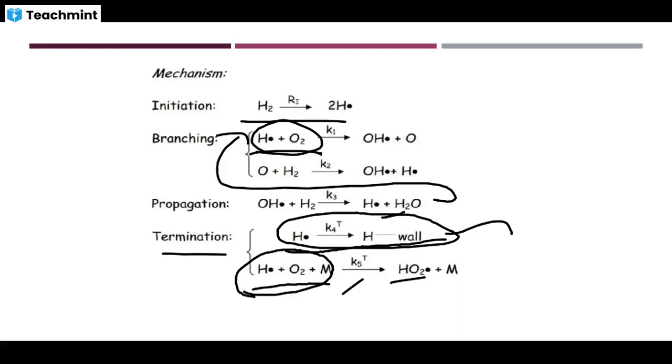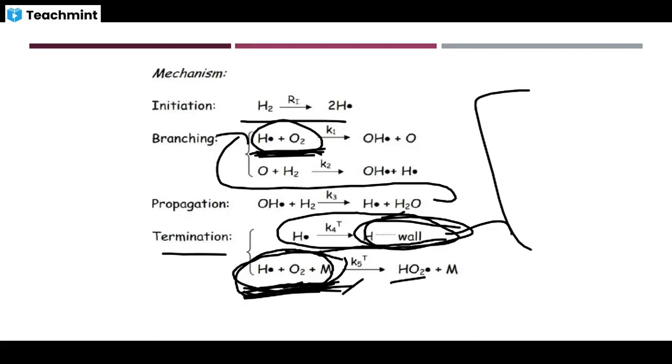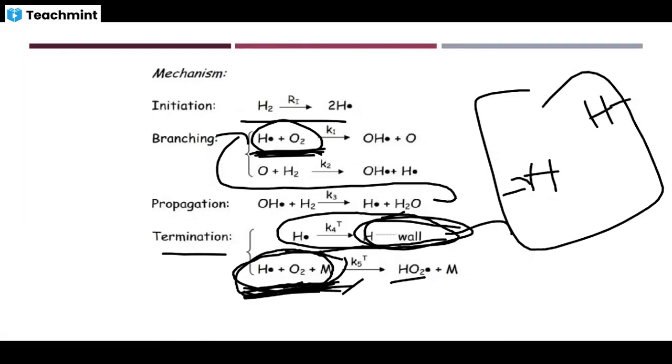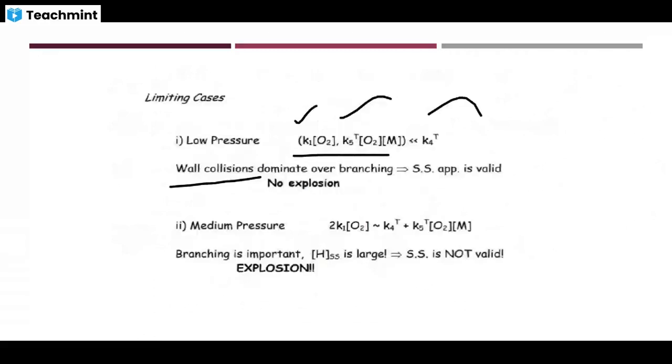So it is also impossible to find O2 and M together at low pressure. Meeting these three is impossible at low pressure. Meeting O2 is impossible, but meeting a wall is very likely, because the H radical is anyway near a wall. You can easily collide with the wall. So that is at low pressure.